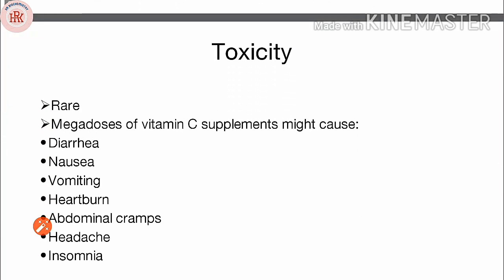Now coming to toxicity. The toxicity of vitamin C is actually rare, and if we take a very mega dose of vitamin C supplement, that might cause toxicity symptoms. What are the toxicity symptoms? These are diarrhea, nausea, vomiting, heartburn, abdominal cramps, headache, and insomnia.